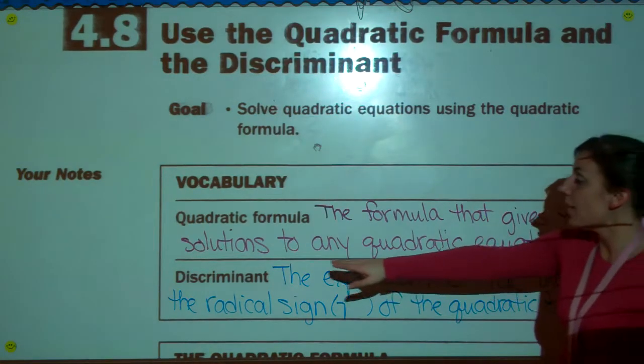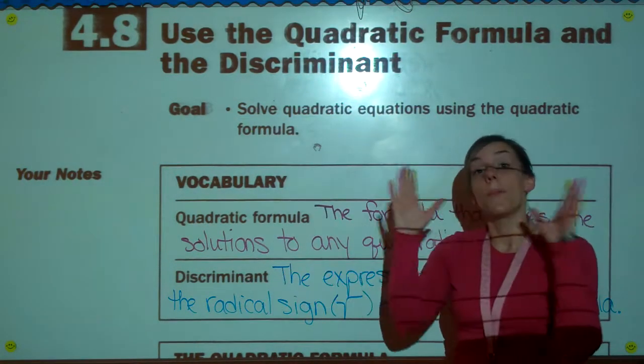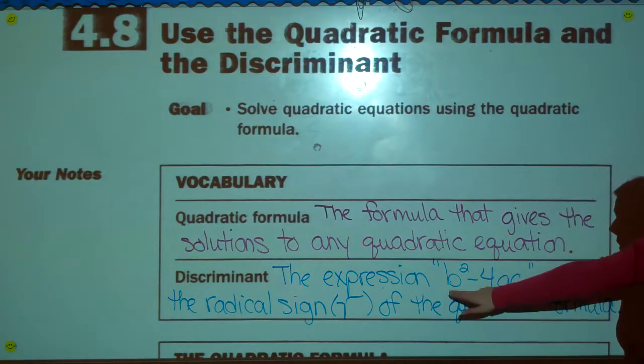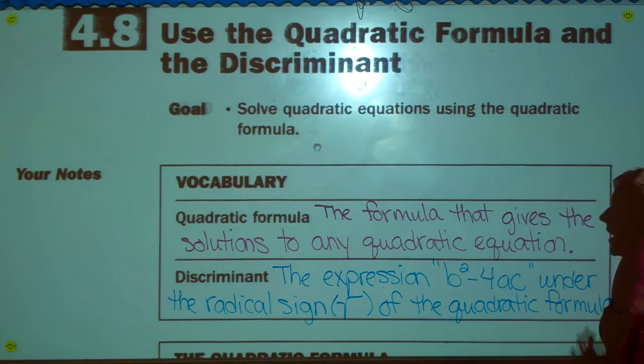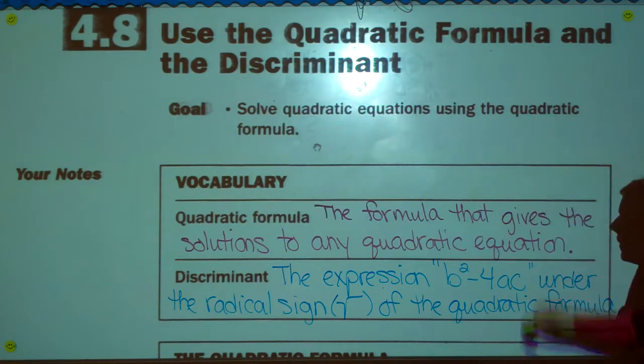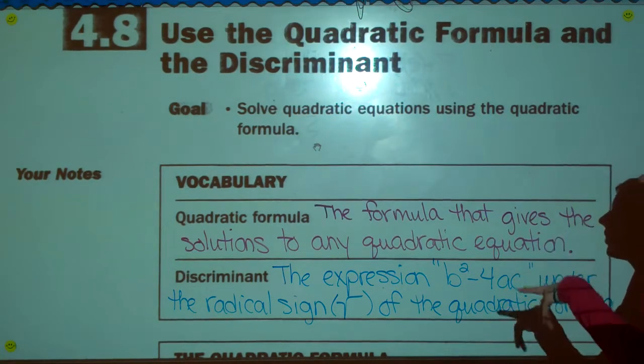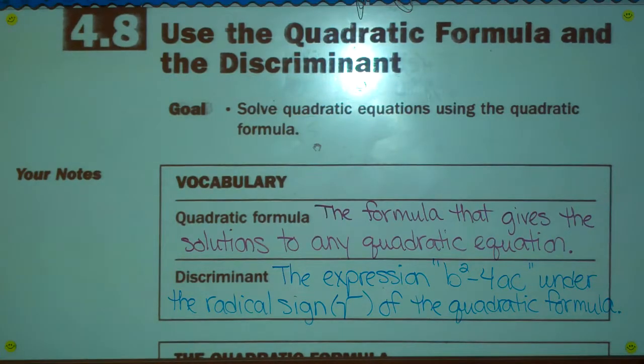And then we have a thing called the discriminant, which is a part of the quadratic formula. It is the expression b squared minus 4ac, and it's under the radical sign. And I'll point it out when we actually fill in the quadratic formula, okay? So let's keep going.